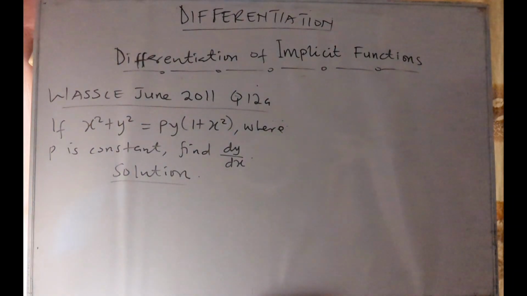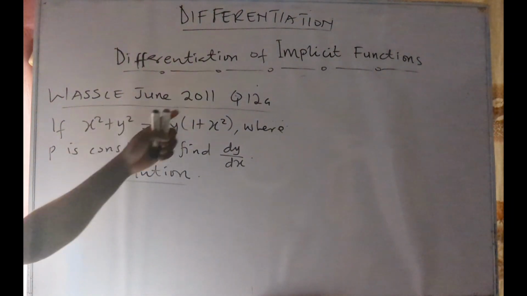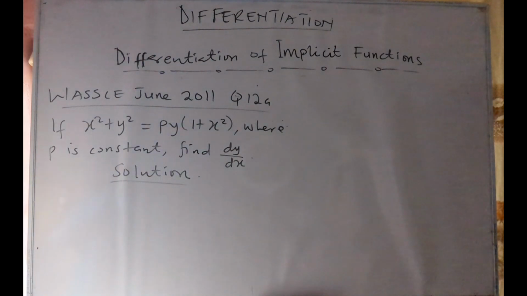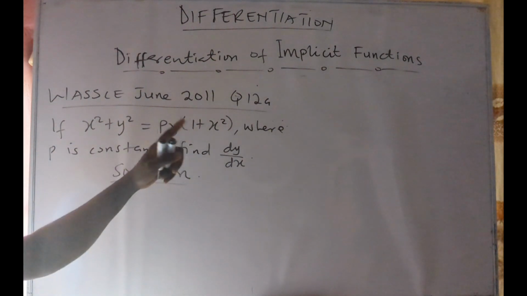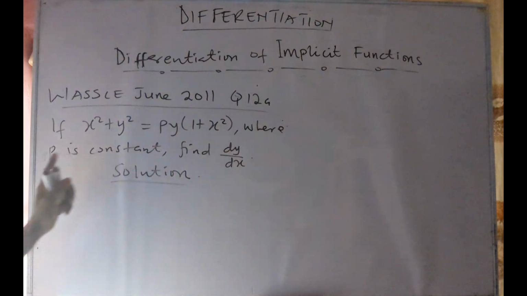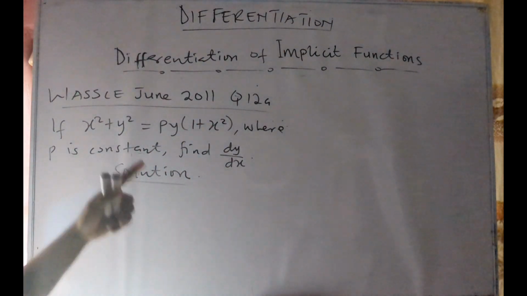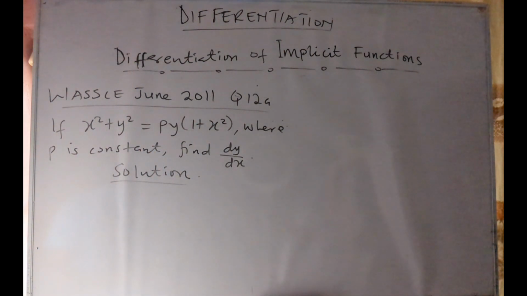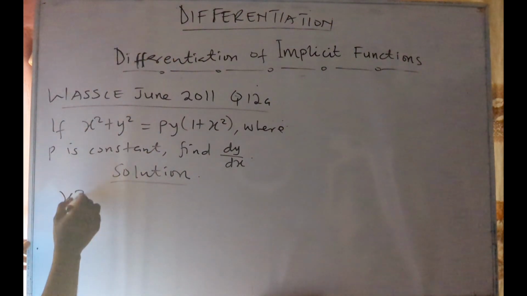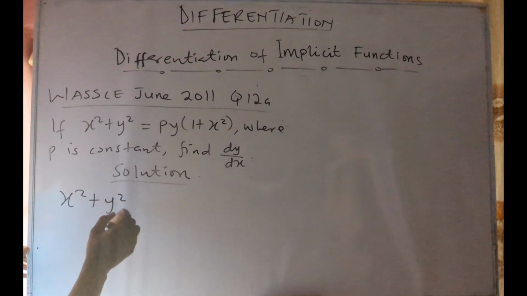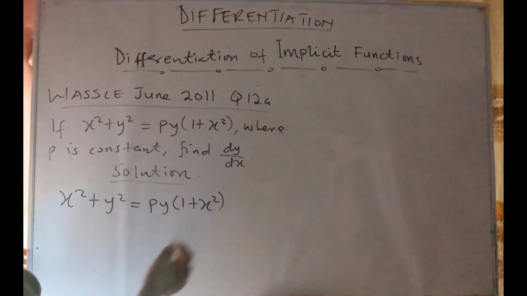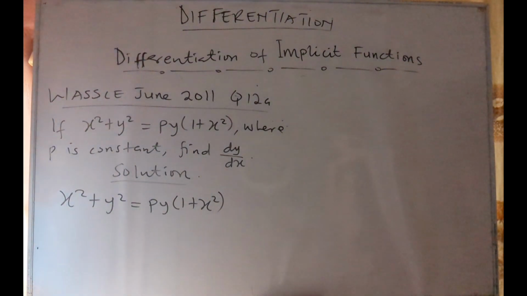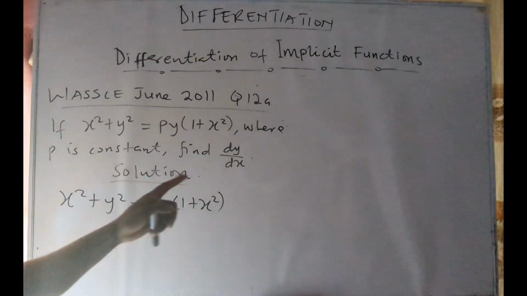Let's consider this question on differentiation, implicit function. WASSCE June 2011 question 12a. If x squared plus y squared is equal to py into bracket 1 plus x squared, where p is constant, find dy on dx. And you are supposed to find dy on dx.